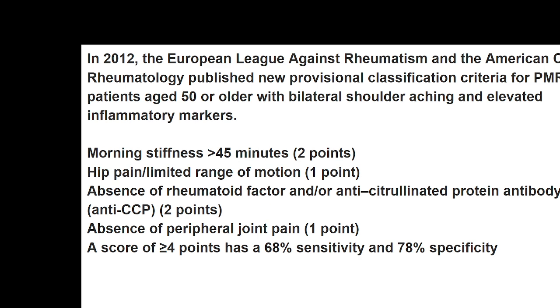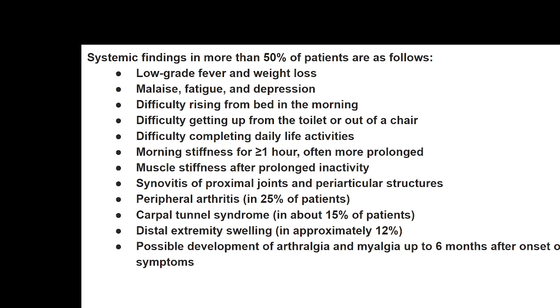And the current guideline, the 2012 guideline, says if the score is more than 4, then it has 68% sensitivity and 78% specificity to make the diagnosis of PMR. But I think this kind of rigid criteria is not necessary. You may make the diagnosis of reactive arthritis relatively easily, and the broader term reactive arthritis is quite safe and effective, and it can be easily managed.